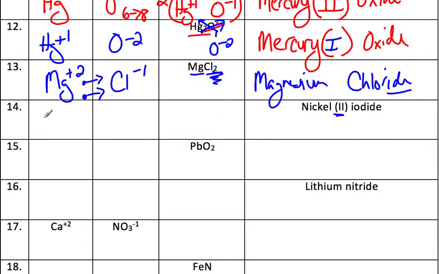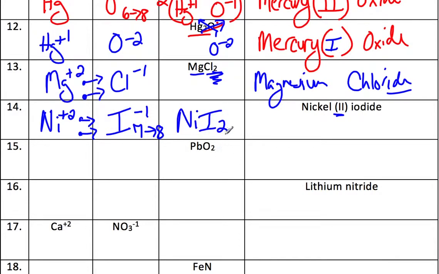Nickel 2, there's those Roman numerals that are awesome. I don't even need to look it up. Nickel makes a plus 2. Iodine is in group 7, and it's going to gain 1 to be 8. So it's a negative 1. Nickel says take 2. Iodine says I can't. I can only take 1, but I'll find a friend. Crisscross your charges, and it's nickel iodide with I2.